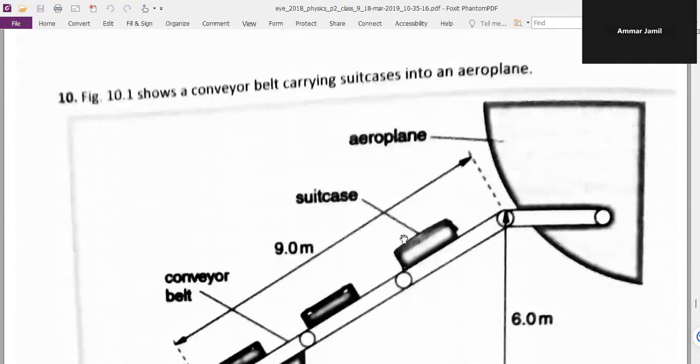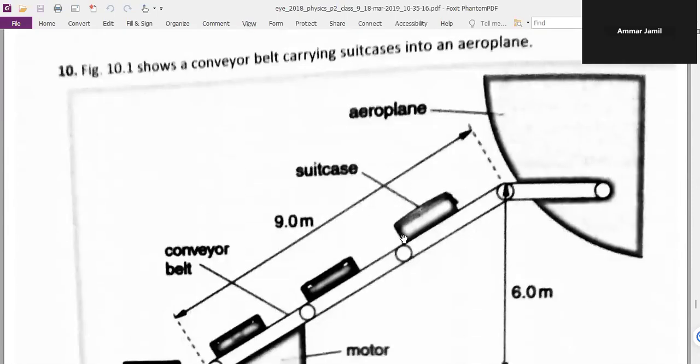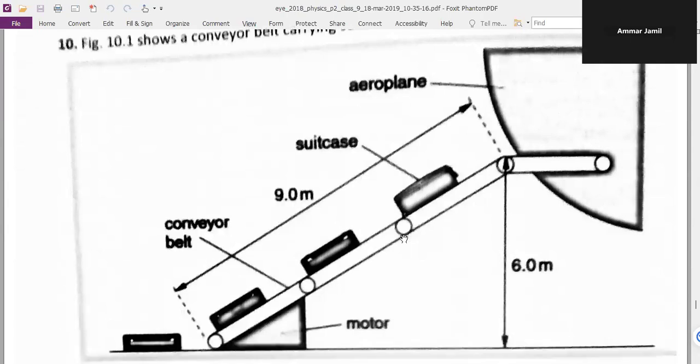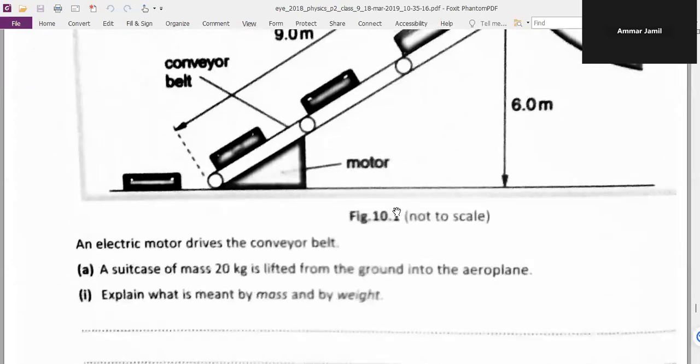Then we have this question. In this question, there is a suitcase going up by 6 meters and it is covering 9 meters distance. So first of all, the question asks the difference between mass and weight. You have already done mass and weight. So mass is the quantity of matter and weight is the force acting on an object due to its mass, due to the gravitational acceleration.